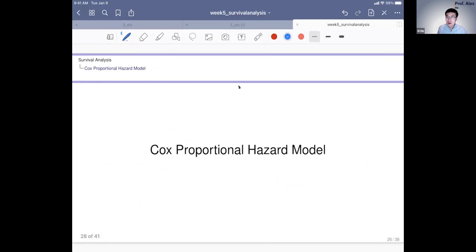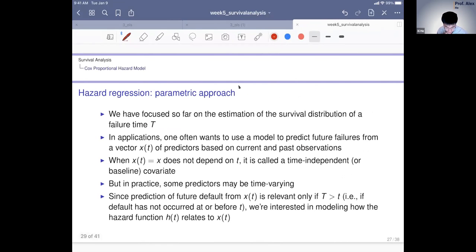Okay. So now let's talk about the main model for survival analysis, which is the Cox proportional hazard model. You may have heard about this before, because whenever people do survival analysis, this is the first model that would come to mind, okay?